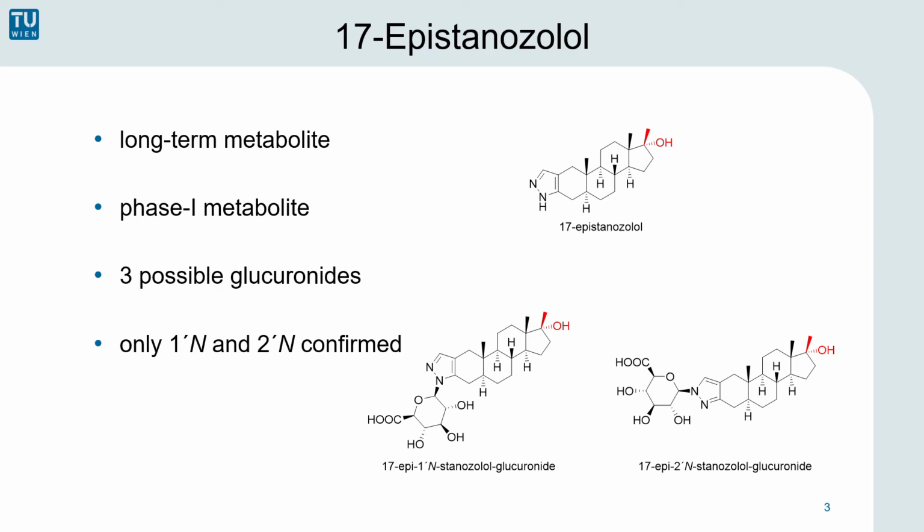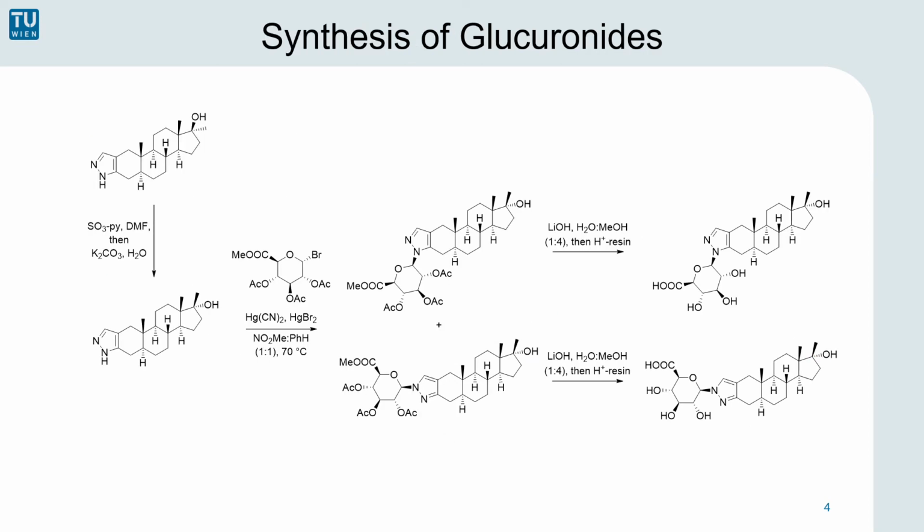To investigate the natural occurrence of these molecules and to prove the proposed structures, they have to be synthesized and used as reference substances. We focused on the synthesis of N-glucuronides and started with an epimerization of stanozolol by sulfation with sulfur trioxide pyridine complex, which is hydrolyzed under basic conditions afterwards.